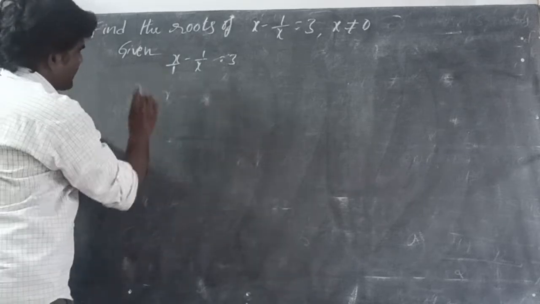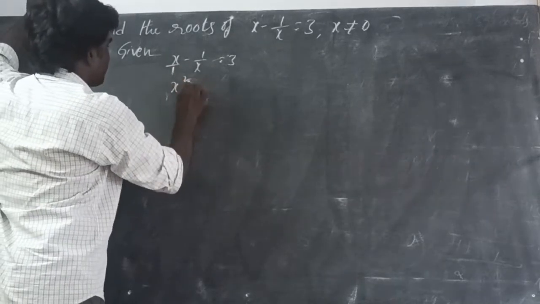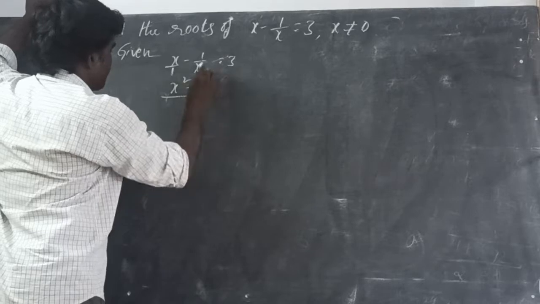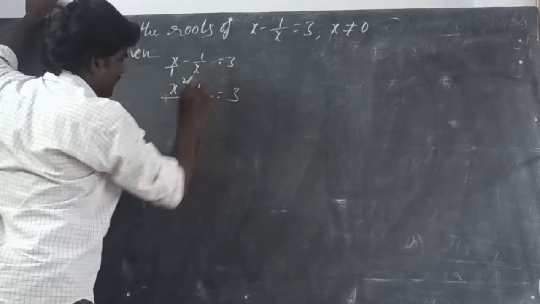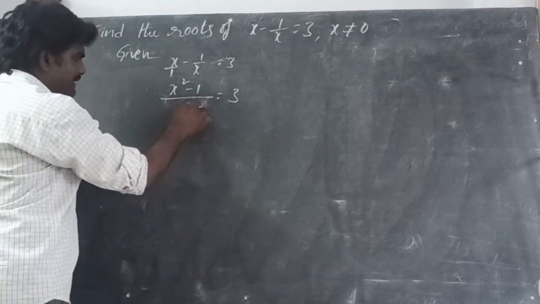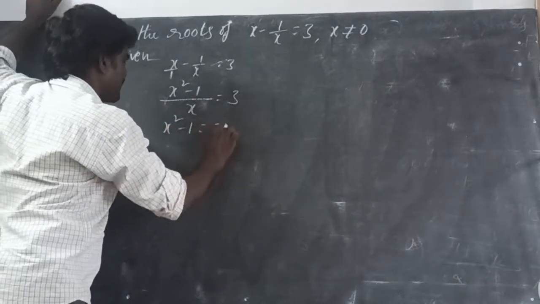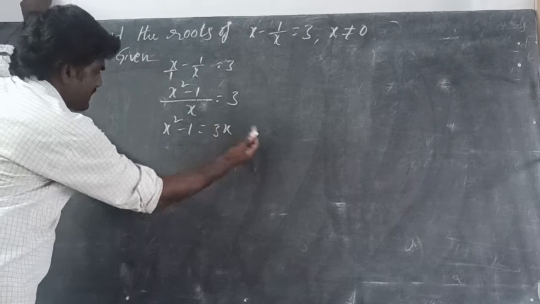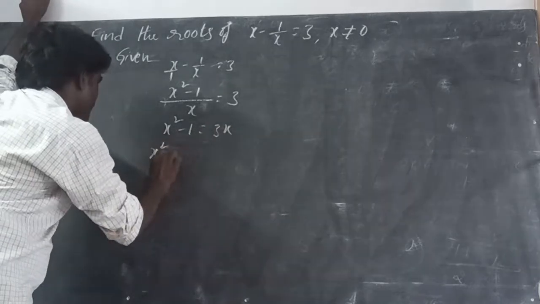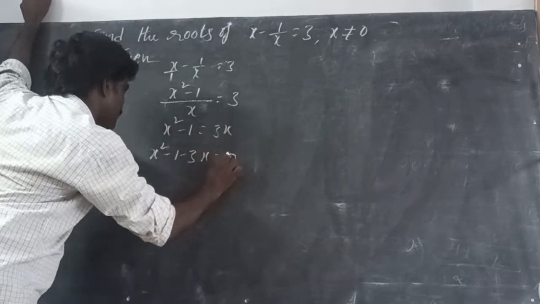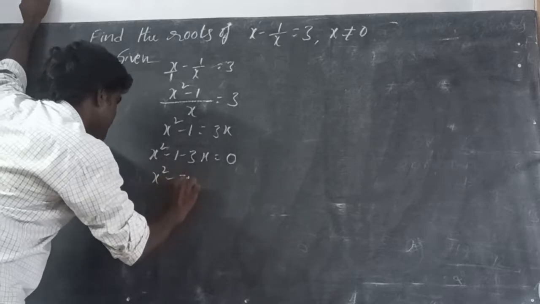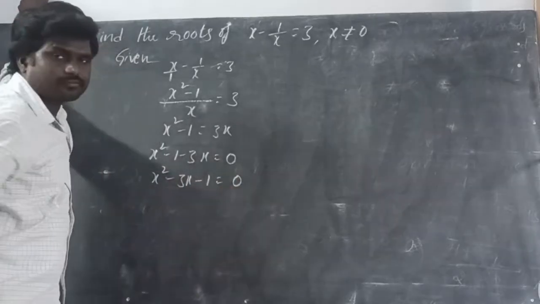We can cross multiply: x into x square minus 1 into 1, by 1 into x, is equal to 3. The divide is going to become multiply. x square minus 1 is equal to 3x. The plus 3x goes to the other side as minus: x square minus 1 minus 3x is equal to 0. So x square minus 3x minus 1 is equal to 0.